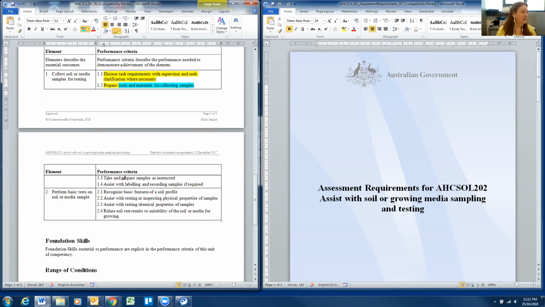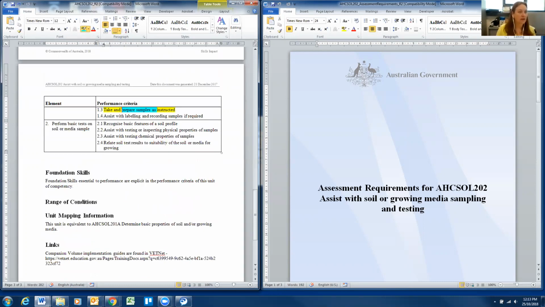So 1.3, take and prepare samples as instructed. So once again, this is a demonstration. So they can follow instructions. Assist with, and also there's knowledge in there as well. They know how to prepare the samples. So they can follow instructions, but they know how to prepare samples. So I go through and I actually just highlight. I could do it, print it out, get my highlighters, but you can do it like this. And I go through and highlight everything in the document.